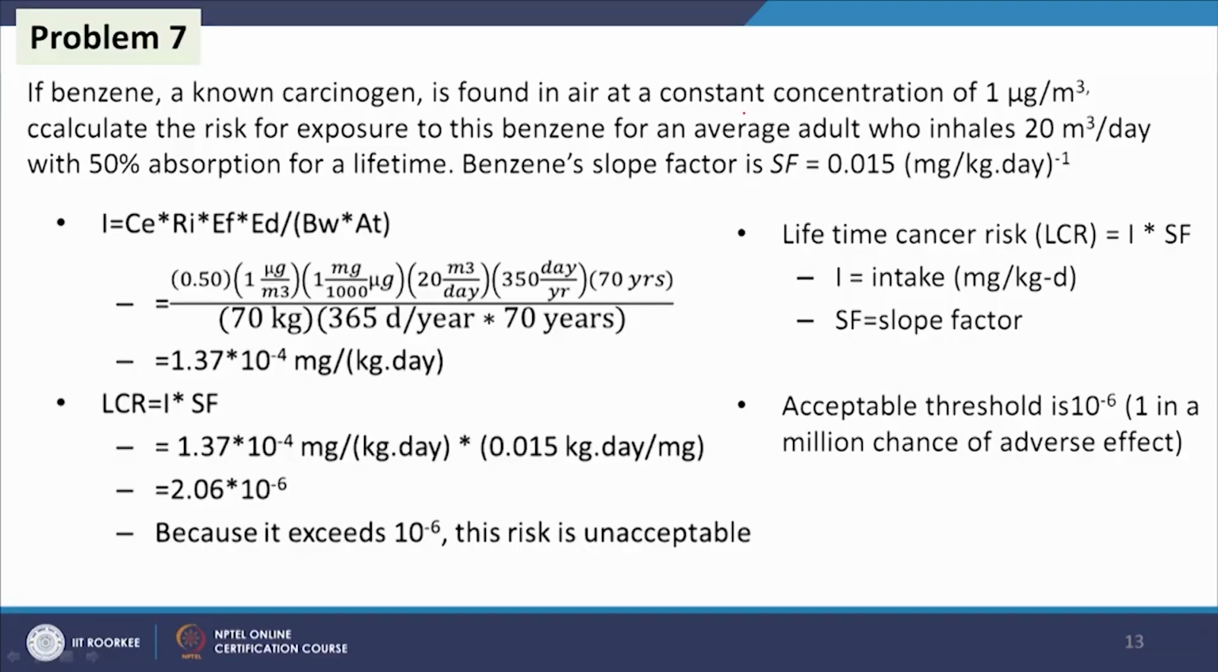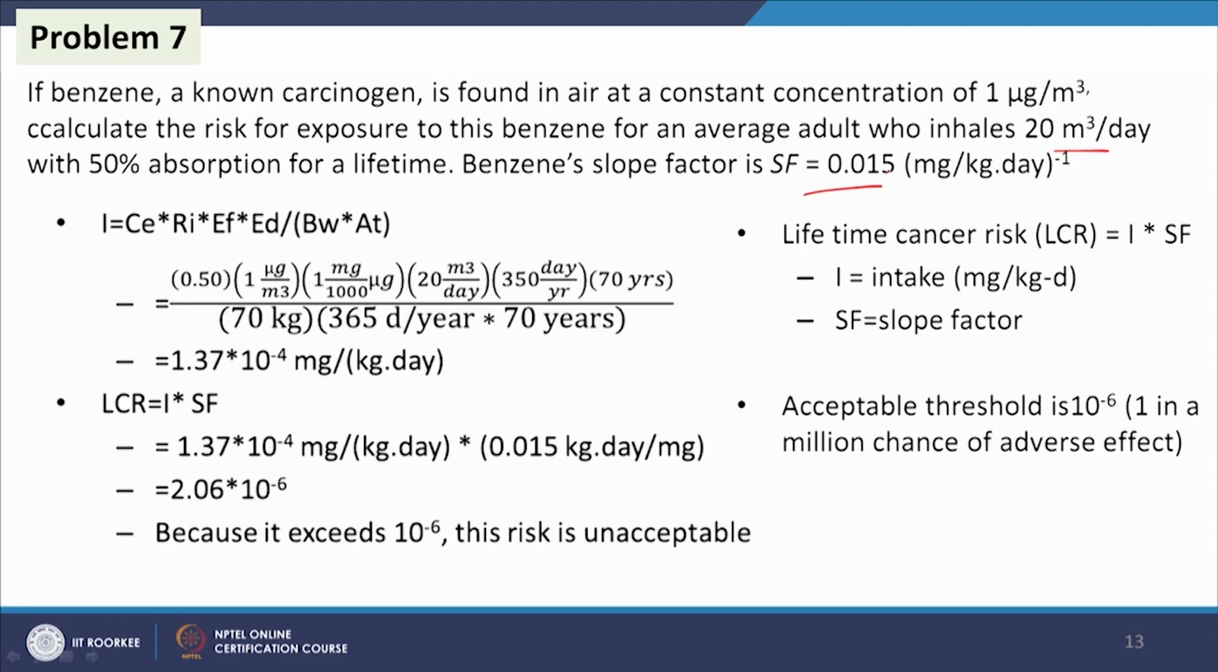Okay. So, another question, that is problem number 6. The statement is: if benzene, a known carcinogen, is found in air at a constant concentration of 1 microgram per meter cube, calculate the risk for exposure to this benzene for an average adult who inhales 20 meter cube per day with 50% absorption for a lifetime. Benzene's slope factor is 0.015 mg per kg per day.